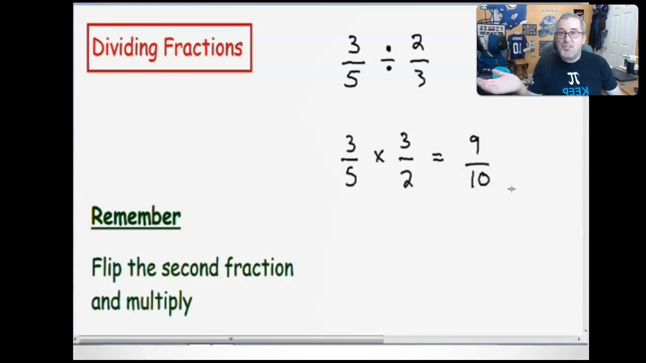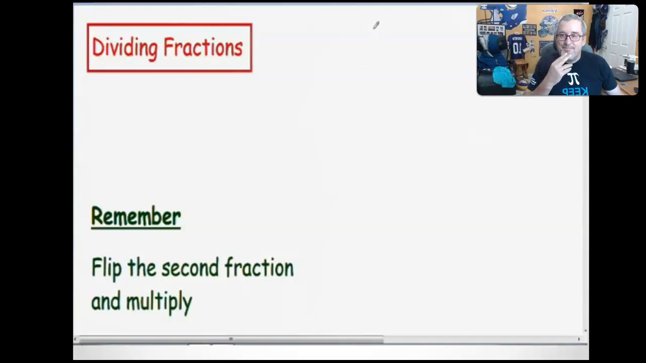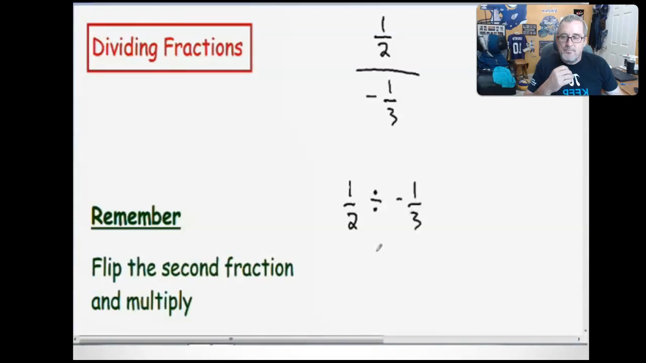So let's just go over a couple more examples. I'm going to write this example in a little different format. Let's say we have 1/2 all divided by negative 1/3. So this is exactly the same as 1/2 divided by negative 1/3. And once again, dividing is exactly the same as multiplying by the reciprocal. So I'm going to take the 1/2 and I'm going to multiply it by the reciprocal of negative 1 over 3, which is just negative 3 over 1.